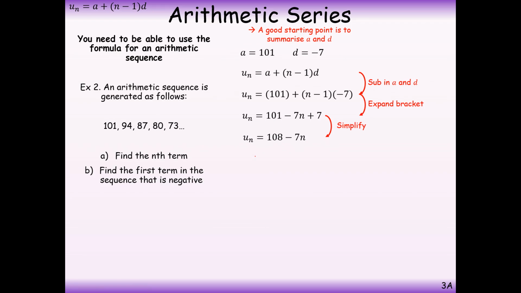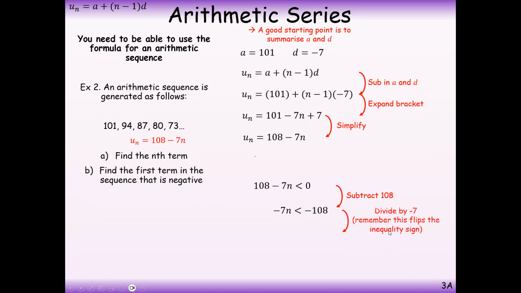So the nth term will tell us the position of the number that will go below 0. Why would it go below 0? Because the sequence is decreasing. So let's solve this inequality. Adding 7n to both sides, or subtracting 108 and dividing by negative 7. I hope you are careful here. If you do divide by a negative number, you do have to flip your inequality. Just be careful.